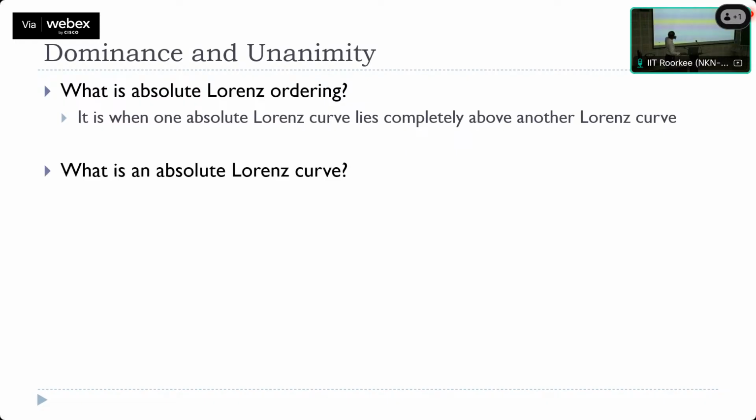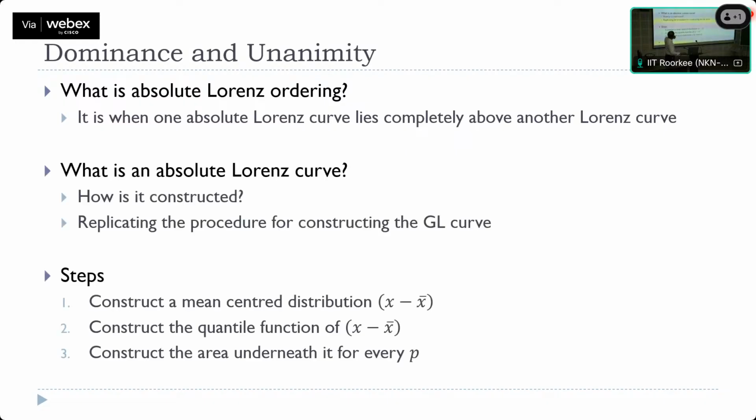But how do we draw them? Okay, let me show you the steps. The first step is to construct a mean censored distribution. So you have the actual distribution. You subtract the mean value from each of these incomes. You have a mean censored distribution, which is x minus x bar. You draw the quantile function of this mean censored distribution, and you simply take the area underneath for each percentile. That gives you the absolute Lorenz curve.